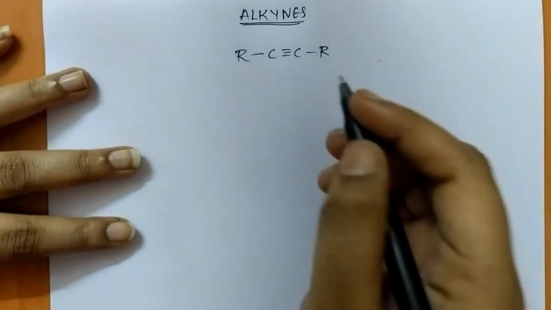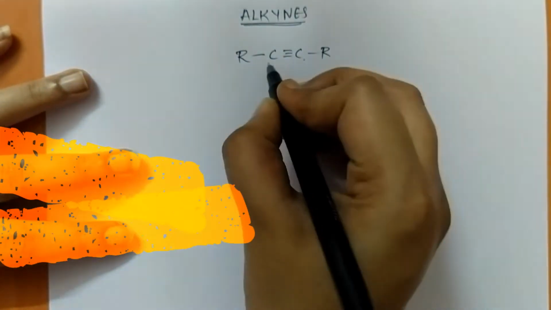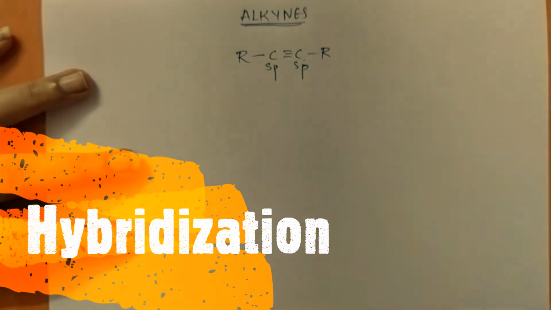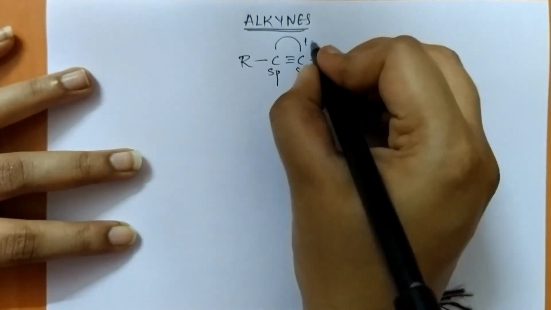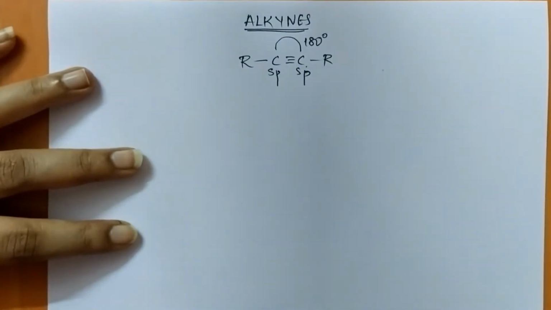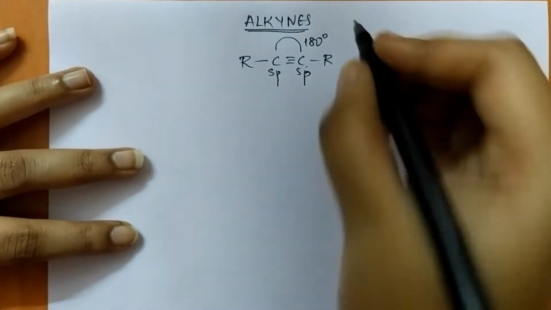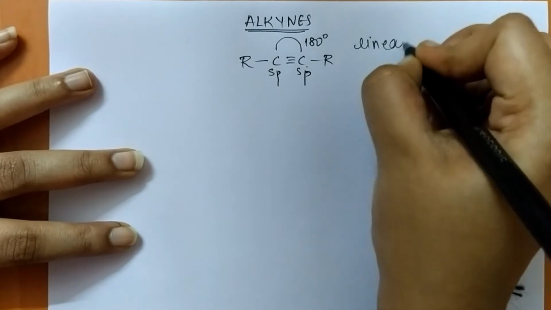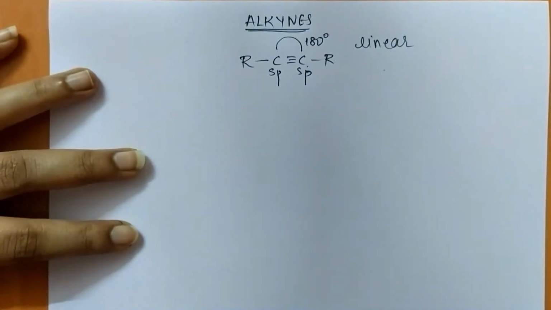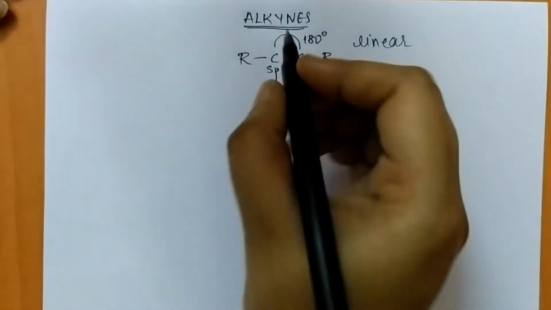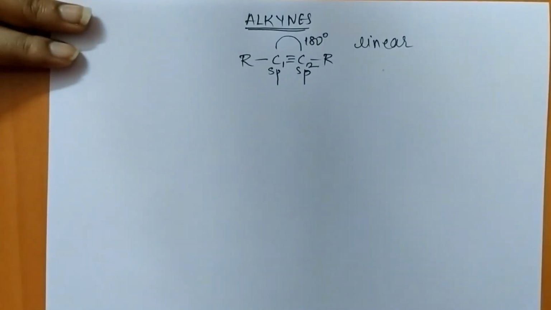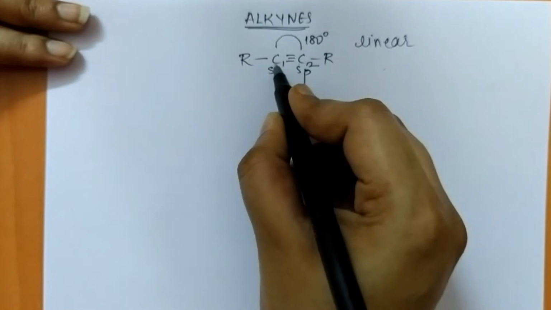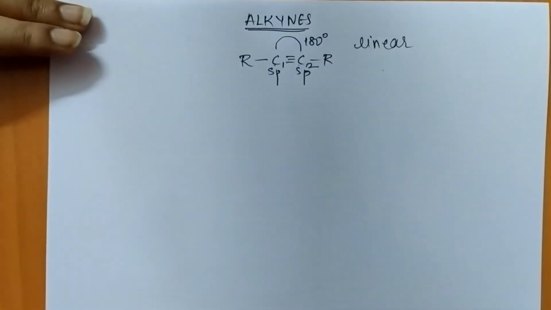Now however, the alkynes have carbon atoms which are sp hybridized, and therefore they have a bond angle of 180 degrees with a linear configuration. Now let us consider this carbon atom is the C1 carbon atom and this is the C2 carbon atom, and I'm going to talk about how these two bonds are going to be formed.